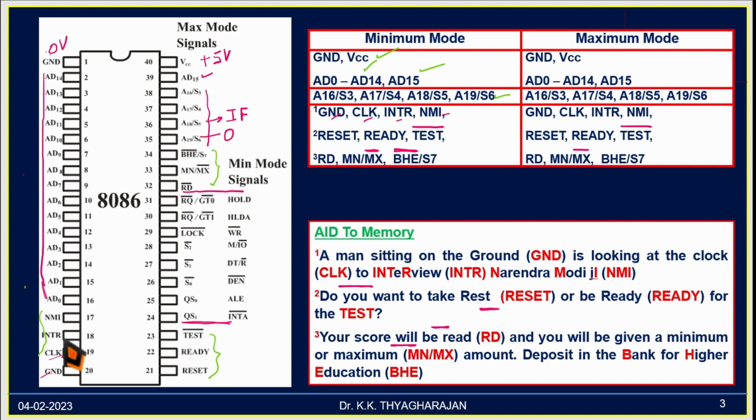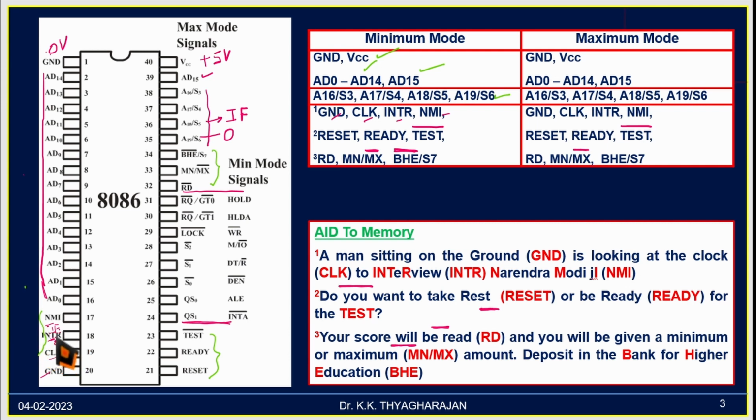This is interrupt pin. This is a level triggered maskable hardware interrupt. This is sampled during the last cycle of each instruction. This pin may be activated by an external signal. In the flag register, interrupt flag will be there and it will be marked as IE. If this flag is set to 1, then only this interrupt will be recognized. If you set that interrupt flag to 0, then this interrupt will not be recognized.